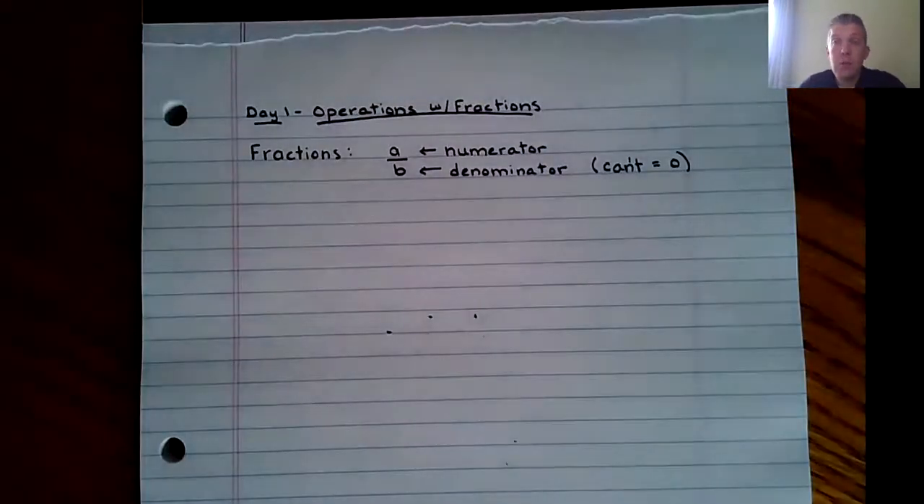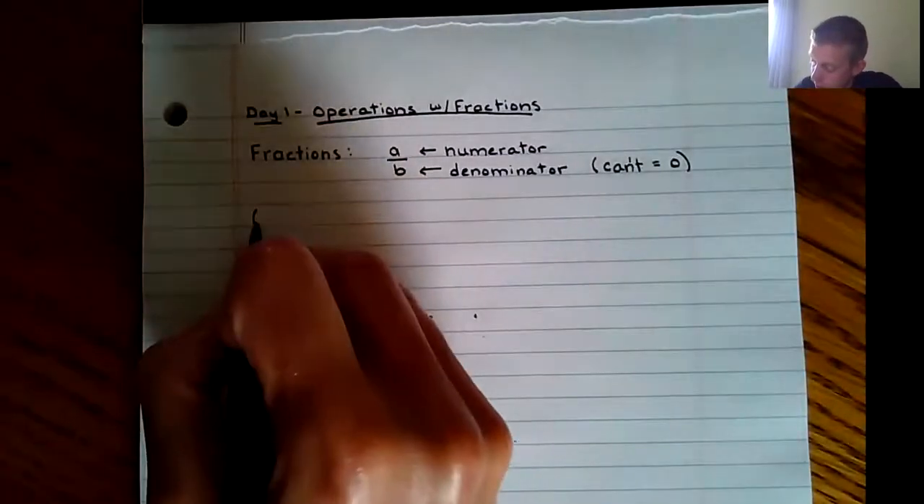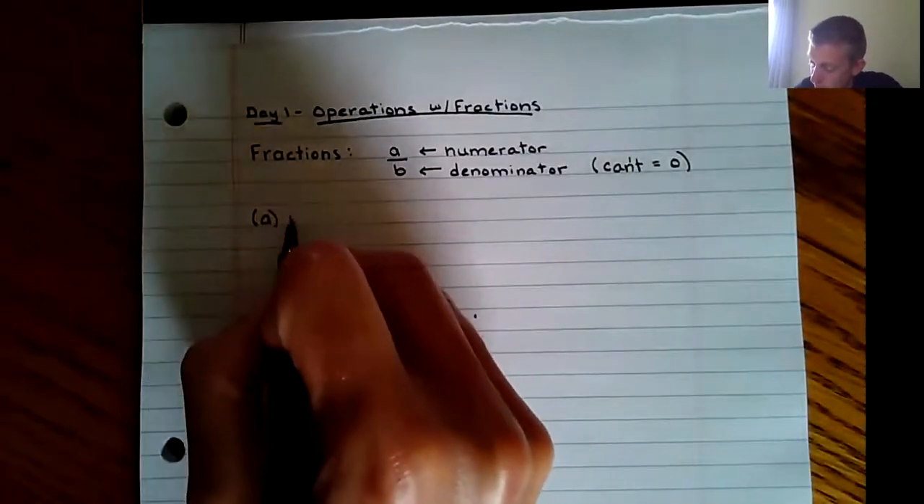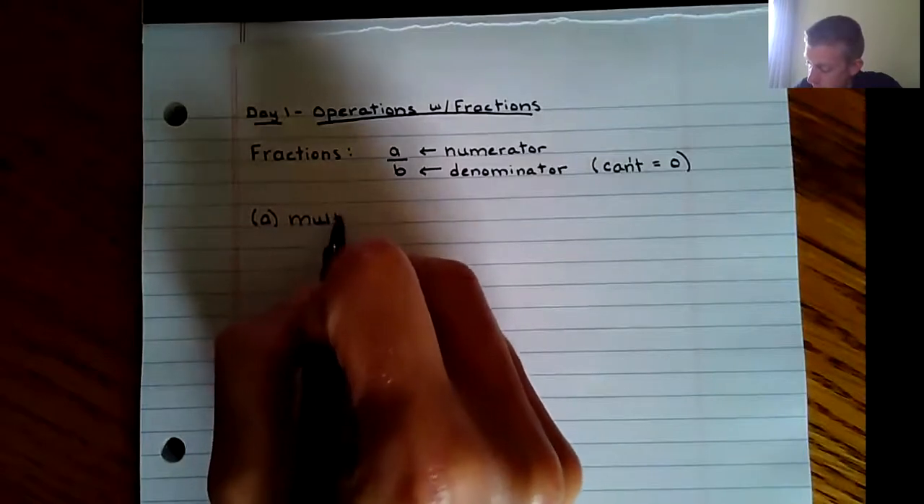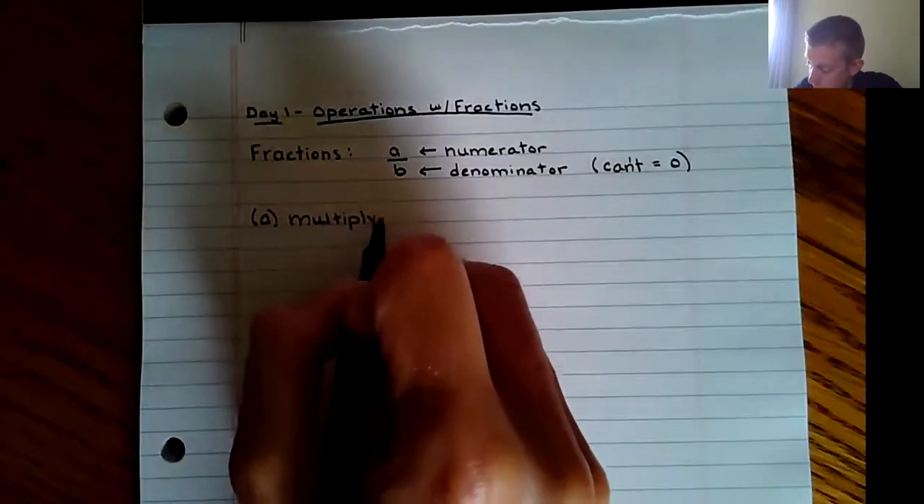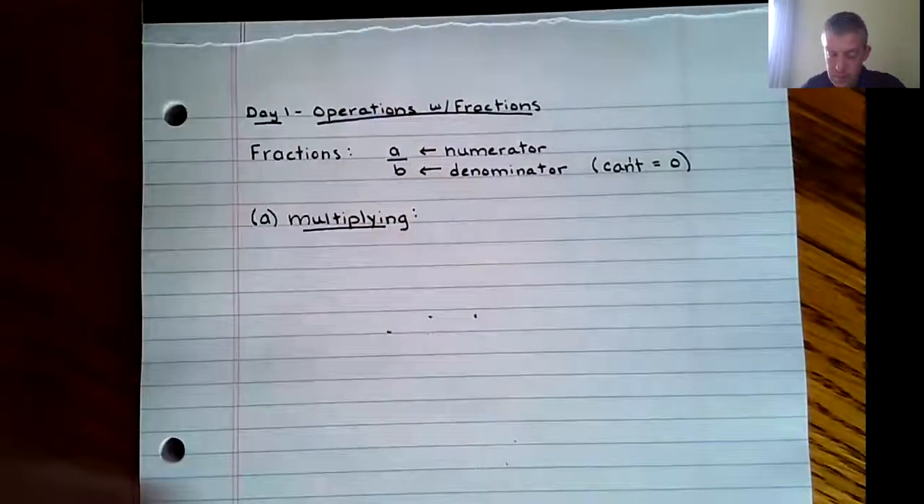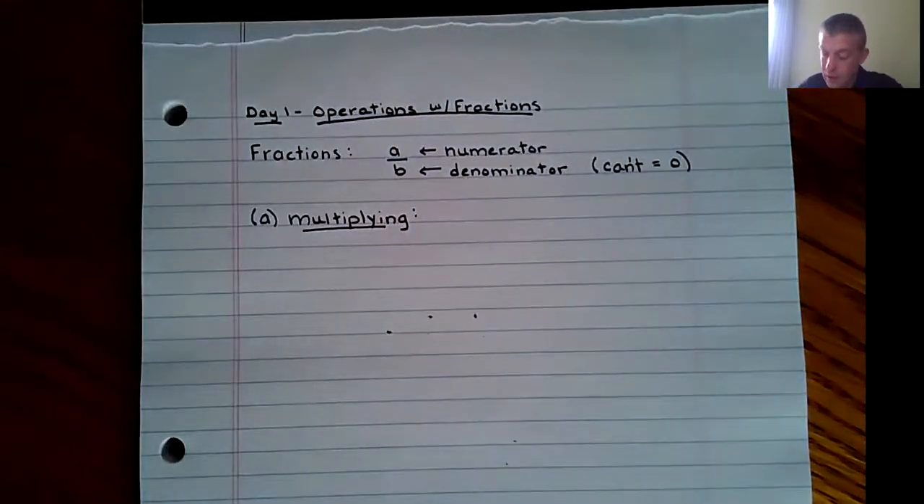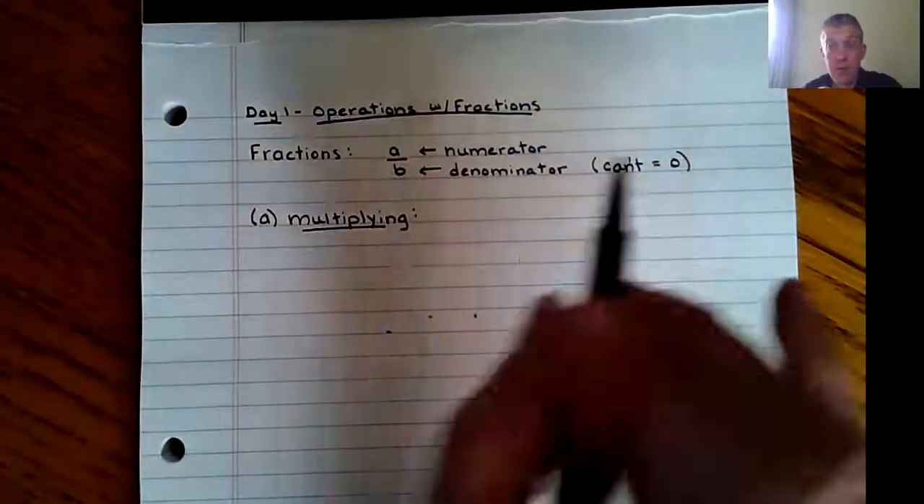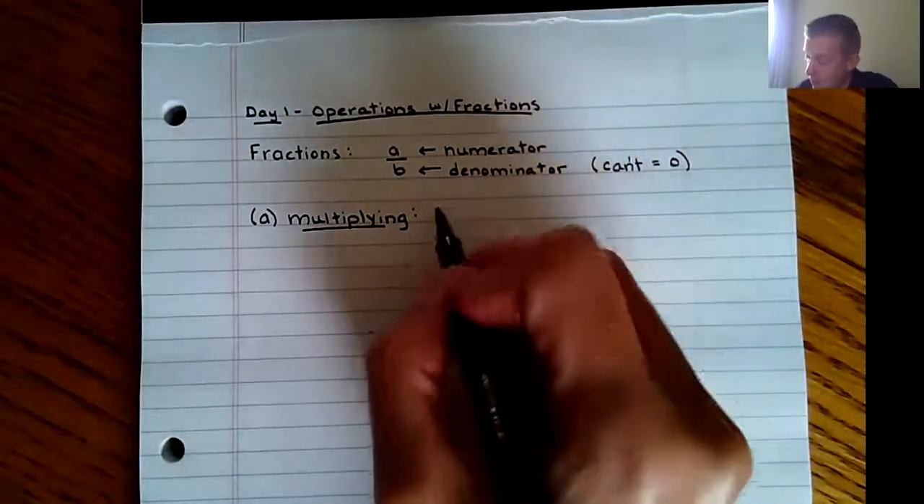Okay, so we're going to do all the different operations with them. We're going to start with multiplying because that has the least amount of rules to worry about. Okay, so first off, when you're multiplying, all you have to do is multiply across. So you multiply the numerators, you multiply the denominators.